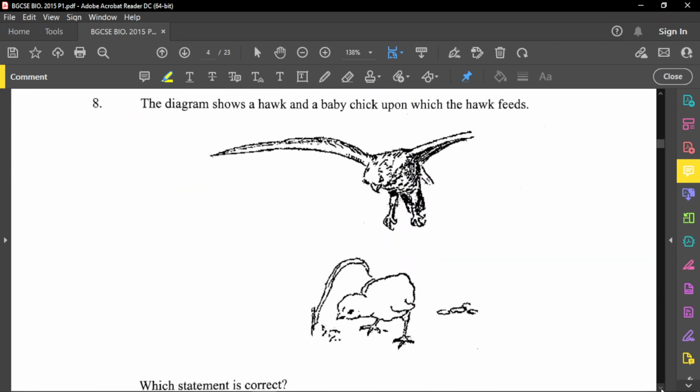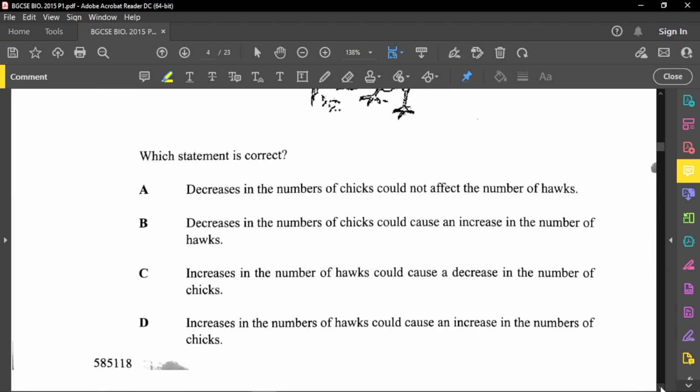Question number 8 reads: the diagram shows a hawk and a baby chick upon which the hawk feeds. Which statement is correct? Notice the hawk is eating the chick. One option says a decrease in the number of chicks would not affect the number of hawks, which is not true, because the chick is the food source. If you have fewer chicks, the hawk should be affected.